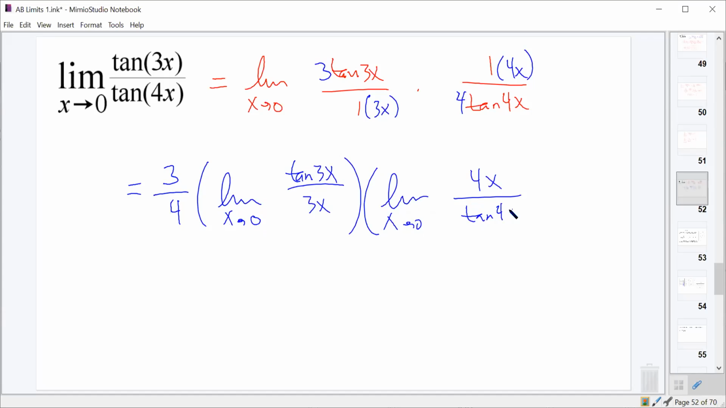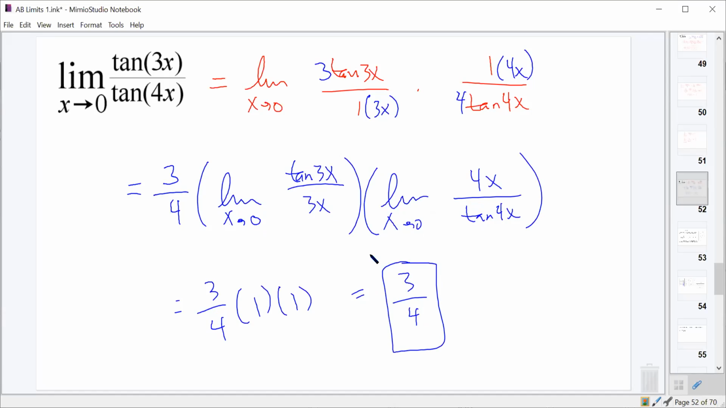And what should both of those be? 1. Yep, we could do that same U sub that we've done in the past, but we also don't have to do that. And we'll get 3/4 as our answer. And that will be it for today. Any questions? No.